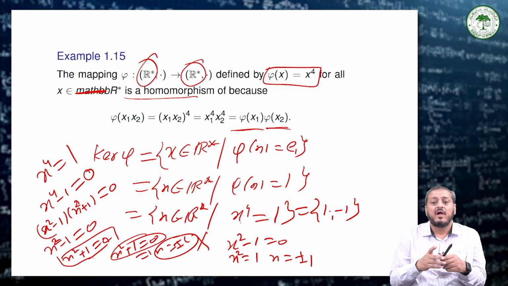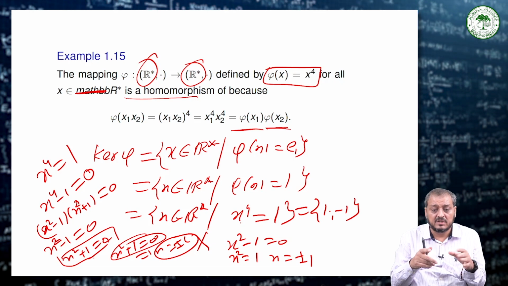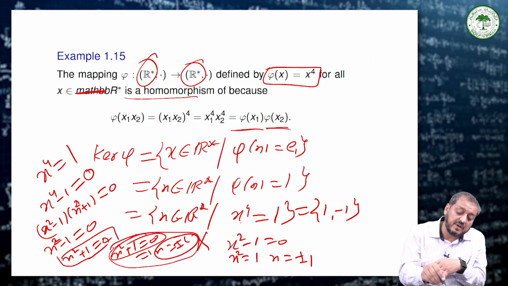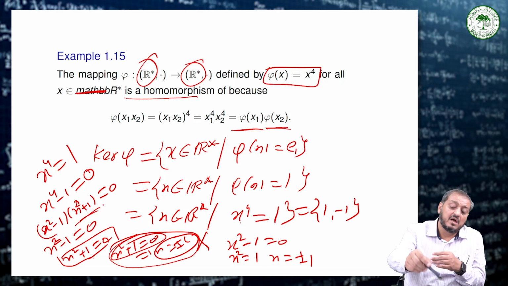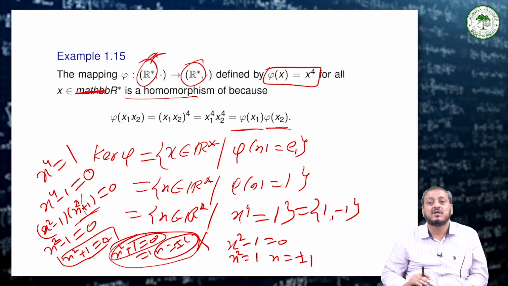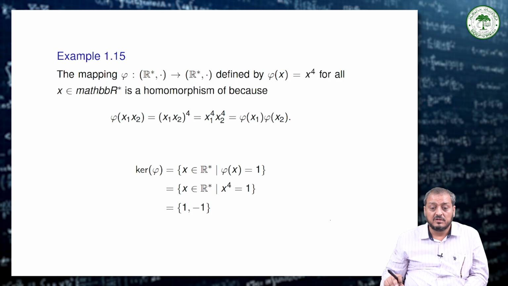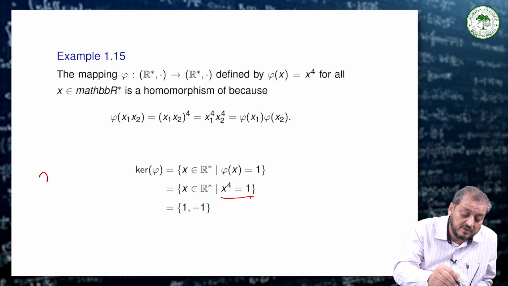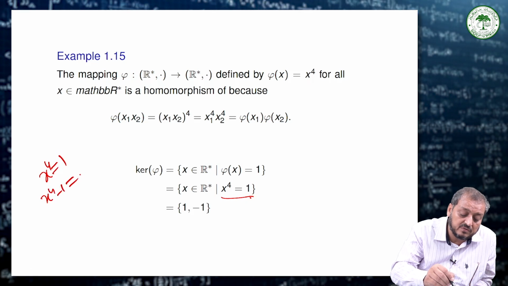So you can see that the kernel has only 1 and minus 1 as elements, because we have two possibilities there. The case x square plus 1 is excluded because of the complex number roots. So only 1 and minus 1 are elements in the kernel of phi. Let me simplify in this form: x to the power 4 is equal to 1 means x to the power 4 minus 1 is equal to 0.